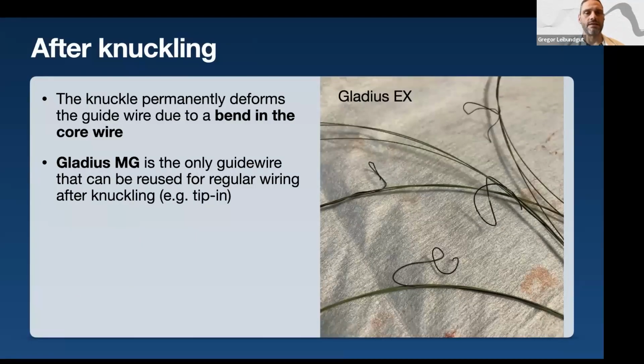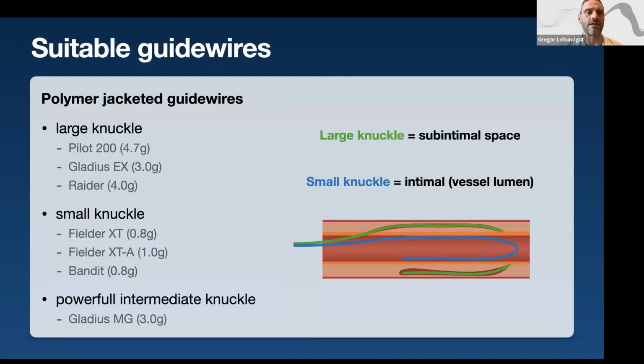After knuckling, the Gladius and also the pilot permanently deform. Here you can see the Gladius EX from the case that I had these huge knuckles, and I had to actually use 4 or 5 of these Gladiuses until I got through the lesion. They started to do huge knuckles and deform, and I had a hard time to even get them back into the microcatheter. Gladius MG is the only wire that can be reused for rewiring after knuckling, and I'm going to show you that a little bit later on. Tip retention is excellent and really unique on that wire.